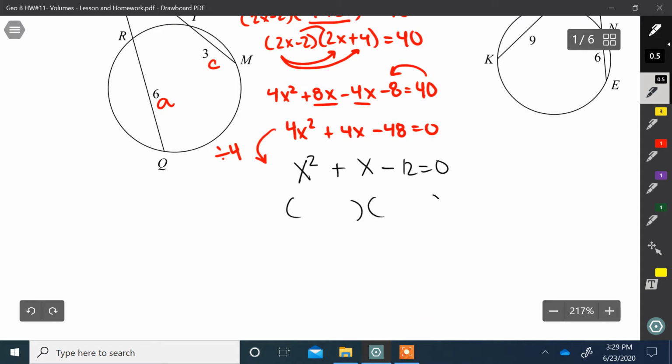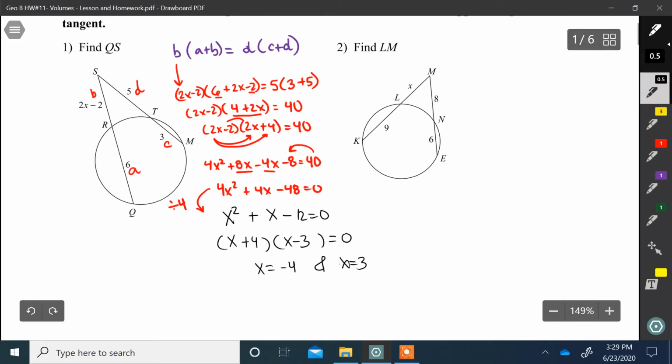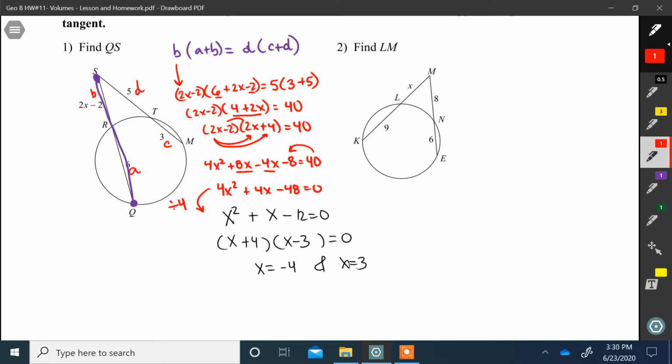Now we're going to go ahead and factor this. This should be (x plus 4)(x minus 3). That means x is equal to negative 4 and x is equal to 3. Let's see which one actually works. We're looking for QS, which is from here all the way to there. The one that is not going to work is negative 4, because when I plug in negative 4, I'm going to get a negative value, and you're not supposed to get a negative value.